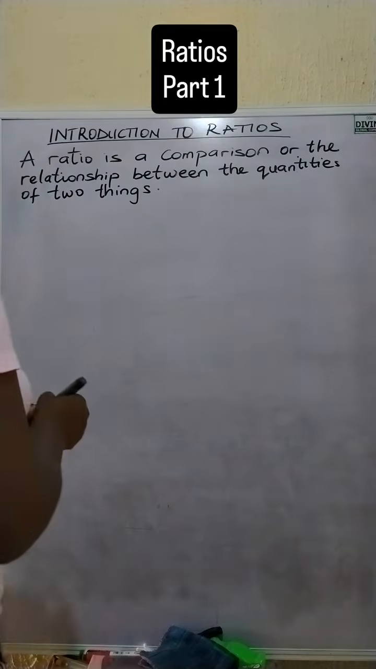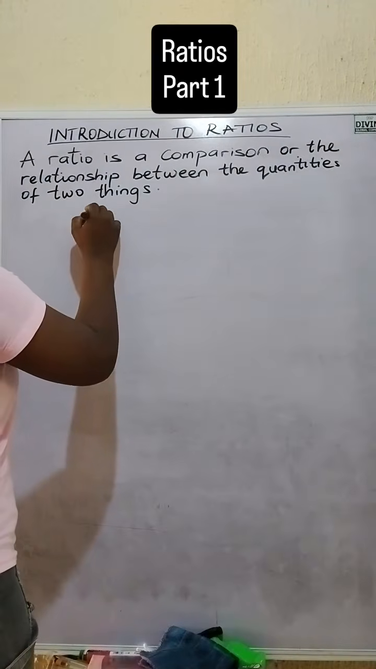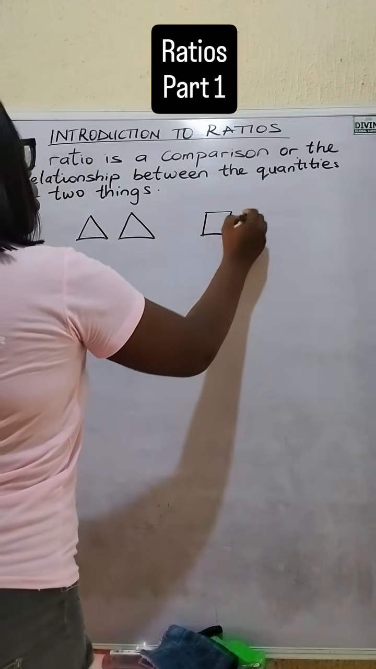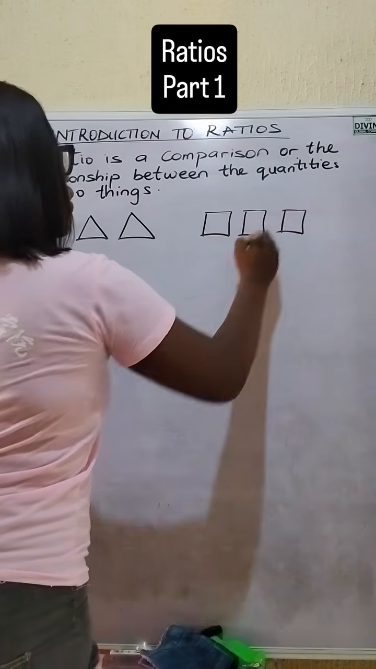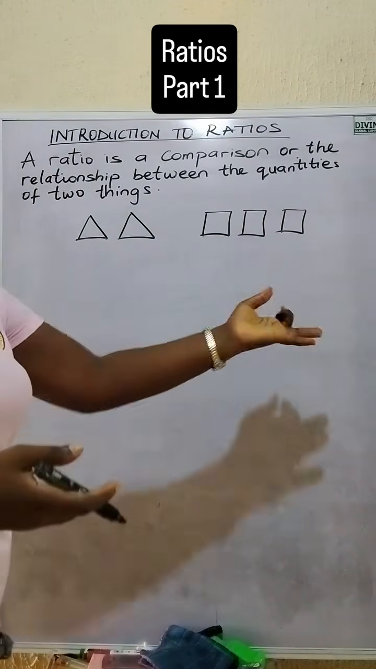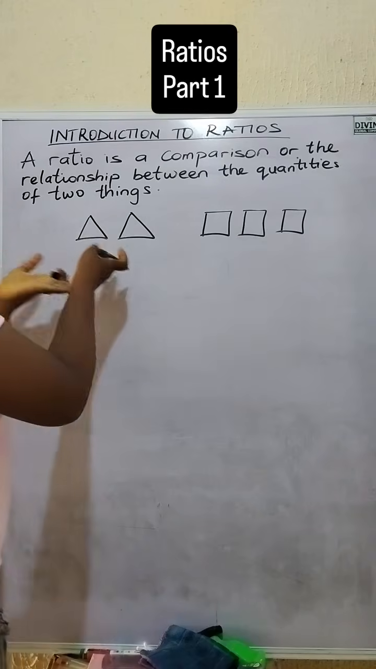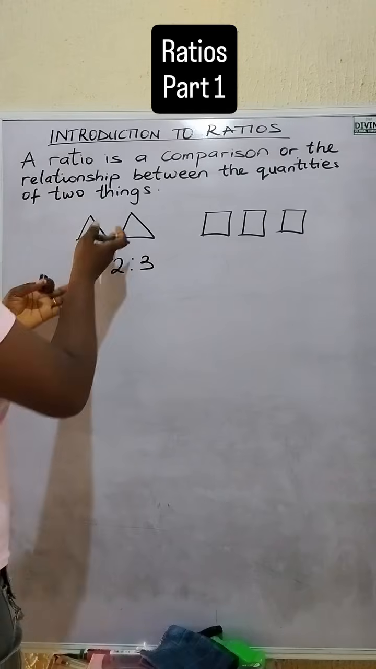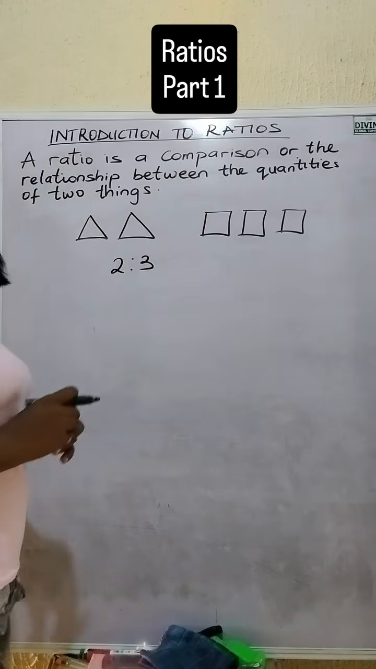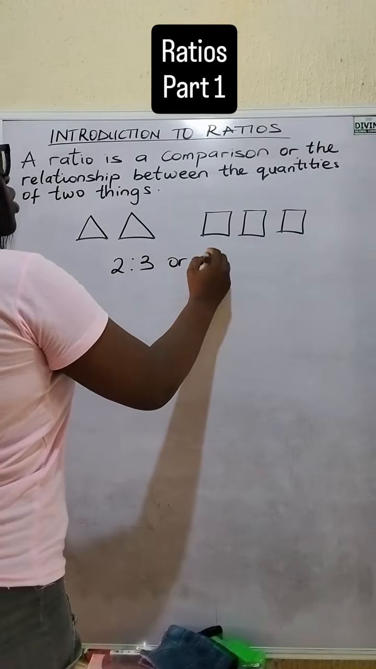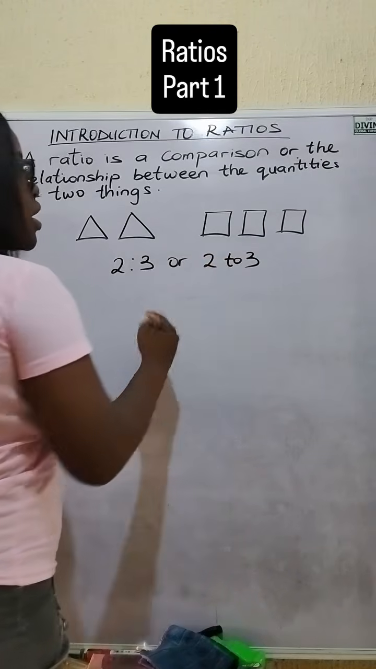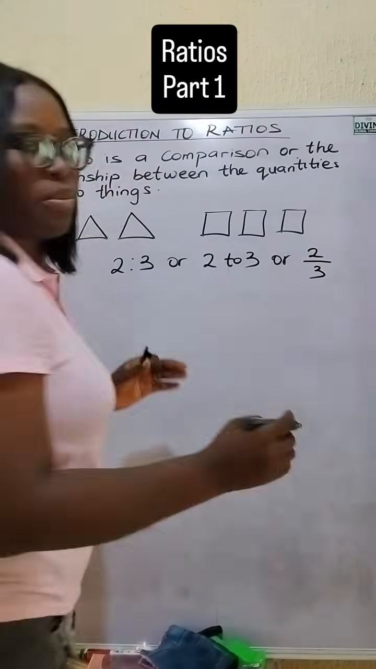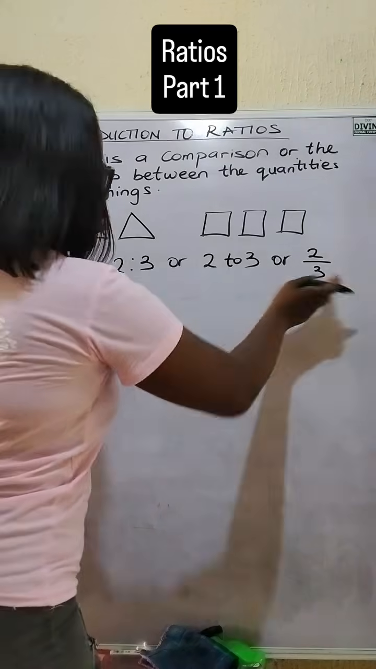Okay, let's take for example, we have two triangles and then we have three squares. 1, 2, 3. Now, what is the ratio of this to this? The ratio of triangle to squares is 2:3. That means we have two triangles and we have three squares, or we can write it as 2 to 3, or finally it can be written as 2/3.